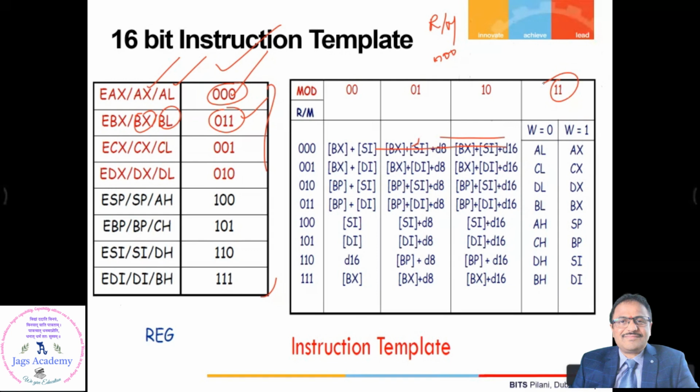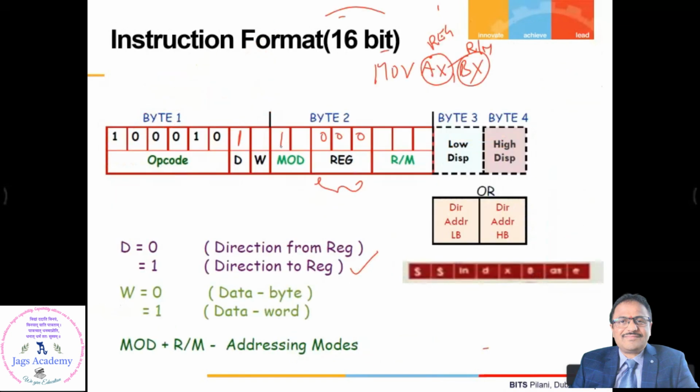Now can you tell me what is that? BX, right? 0 1 1. Your R by M is 0 1 1 and your mode bit is 1 1. So can you just put it here? Your mode bit is 1 1. This is 0 1 1. Can you just put it in 4 bits? What is the W bit here? Tell me. It is 1, right? Because it is 16 bit.